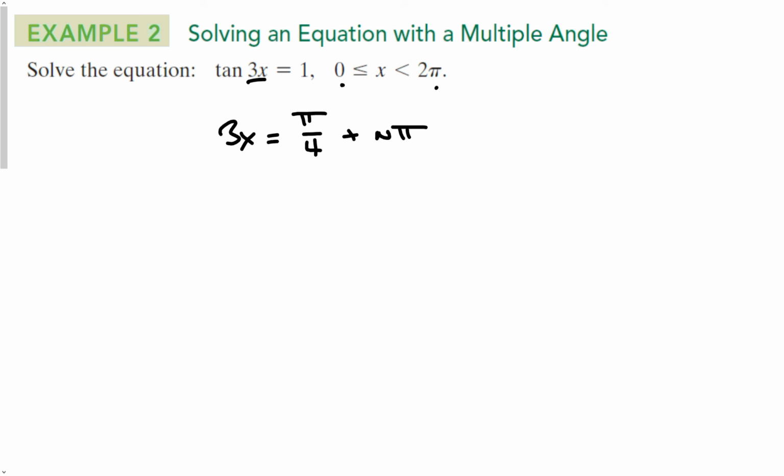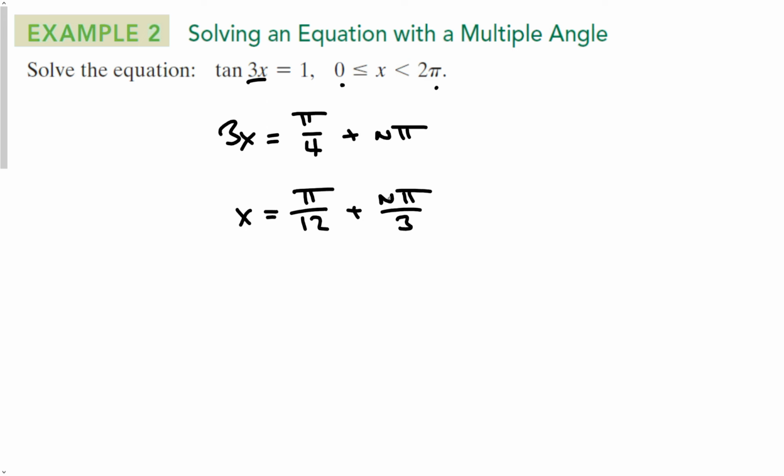So what I'm going to have to do, and first of all, this is 3x, so I'm going to divide out the 3 and get that x is equal to, divide by 3 and multiply by 1/3, so we get pi over 12 plus n pi over 3. This is now every solution. To get my actual solutions, I'm going to start plugging in numbers until I get a number that's too big or too small.